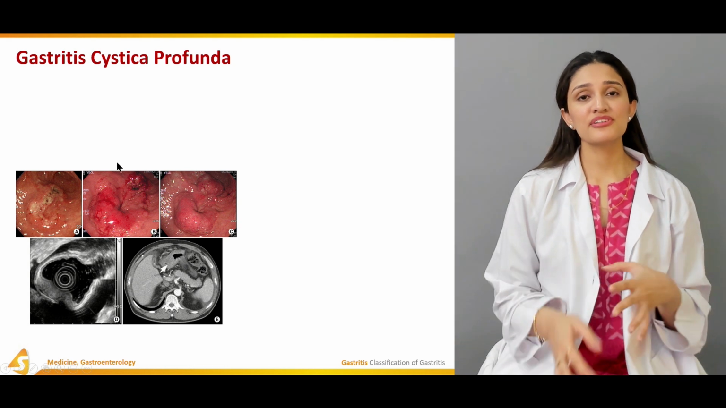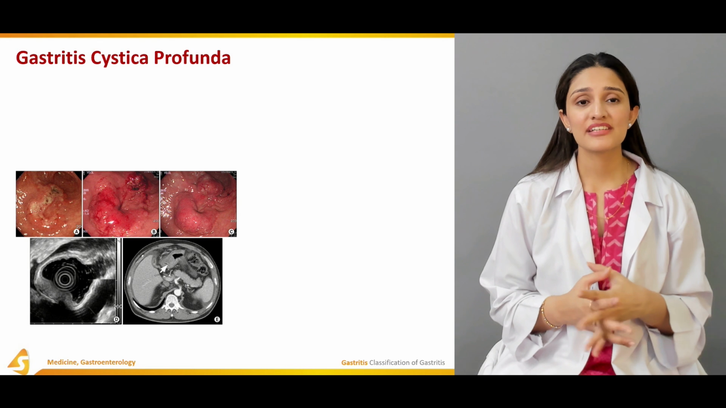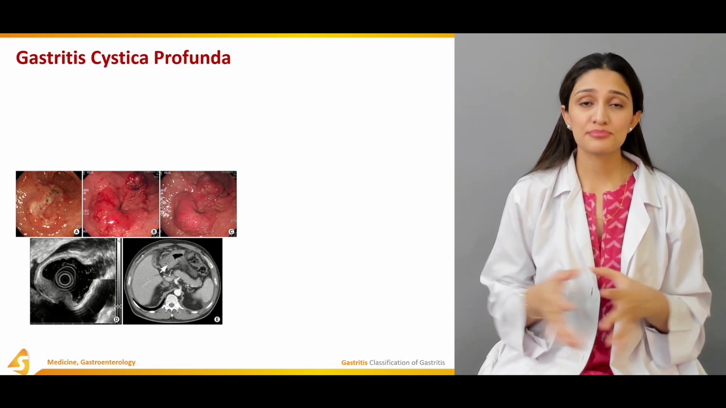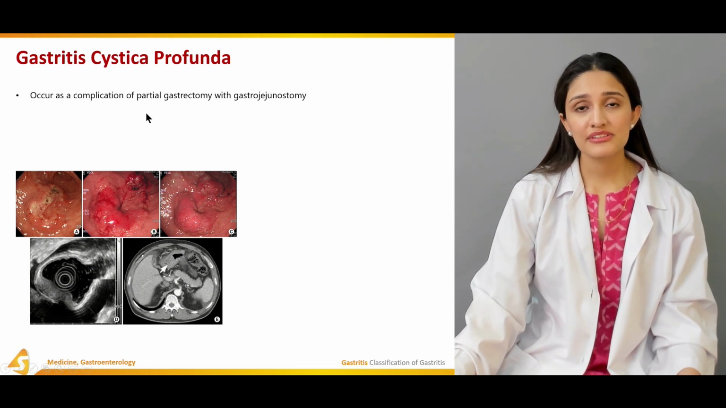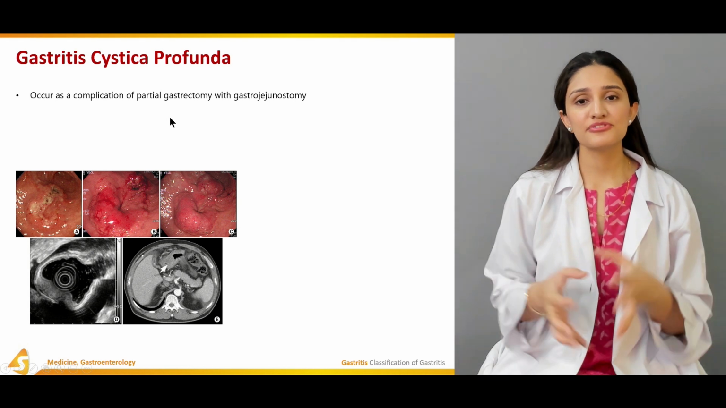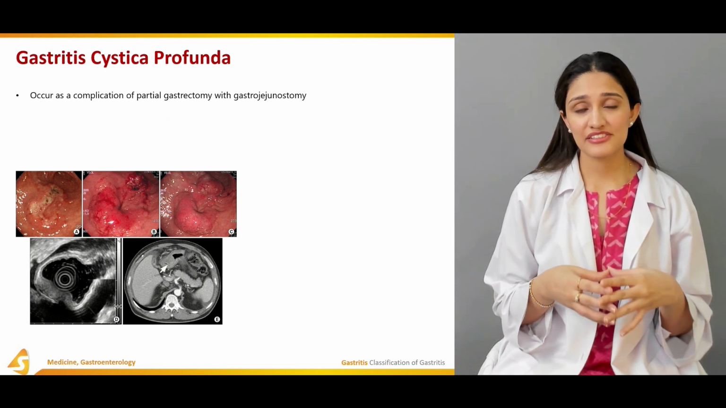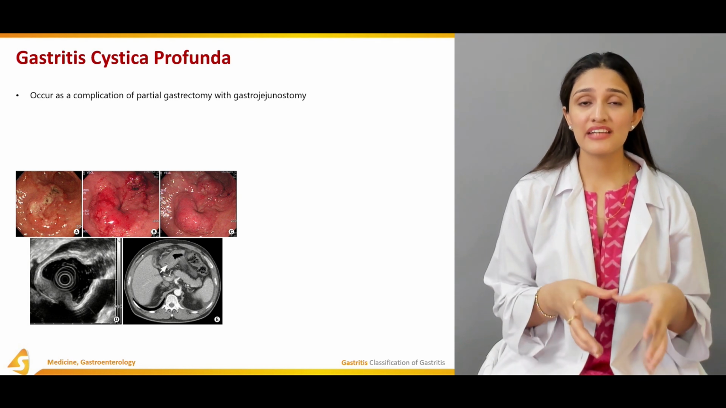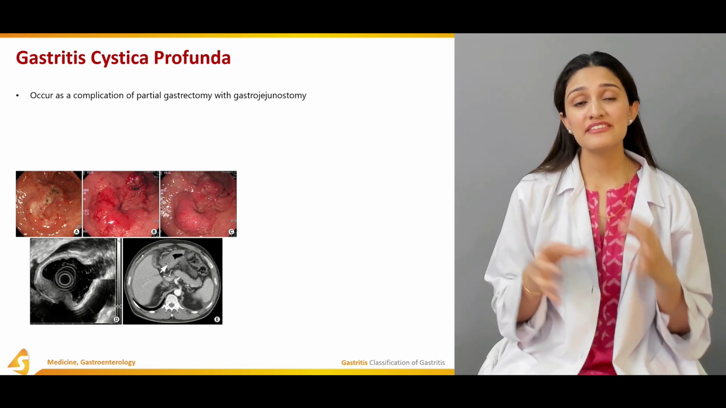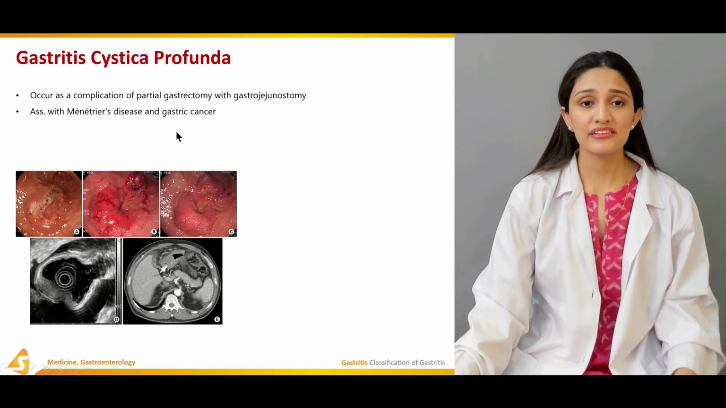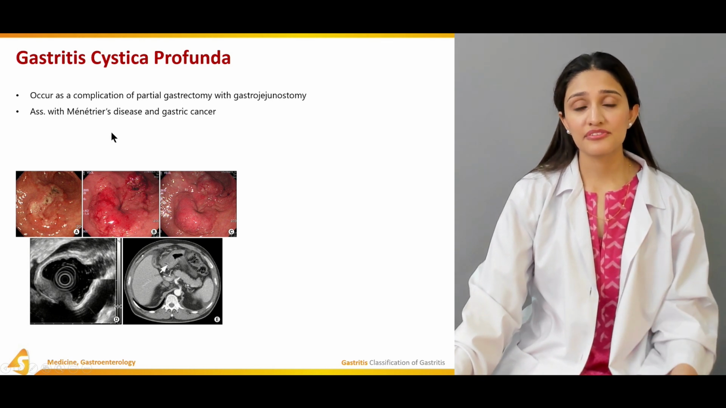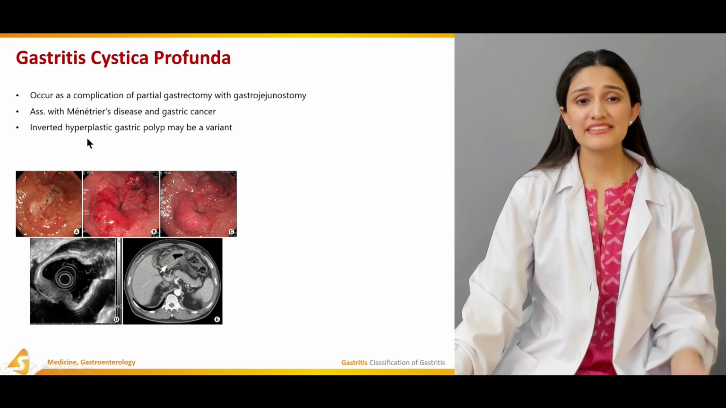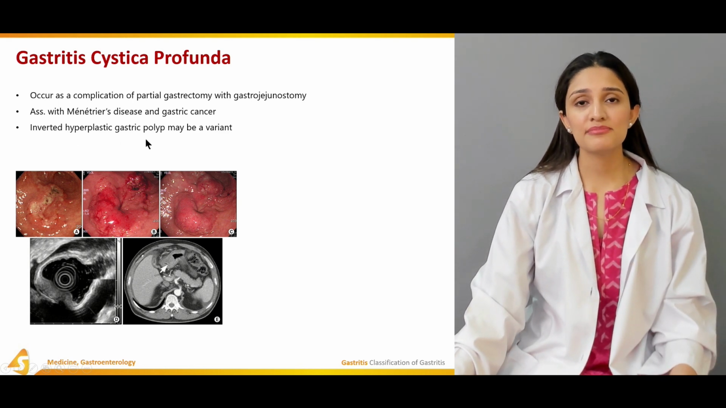So now we come to a different type of gastritis, which is called gastritis cystica profunda. This usually occurs as a complication of partial gastrectomy or gastrojejunostomy, in which the stomach and the jejunum are connected surgically. It is usually associated with Menetrier's disease and some sorts of gastric cancer. It is an inverted hyperplastic gastric polyp, and it may present as a variant.